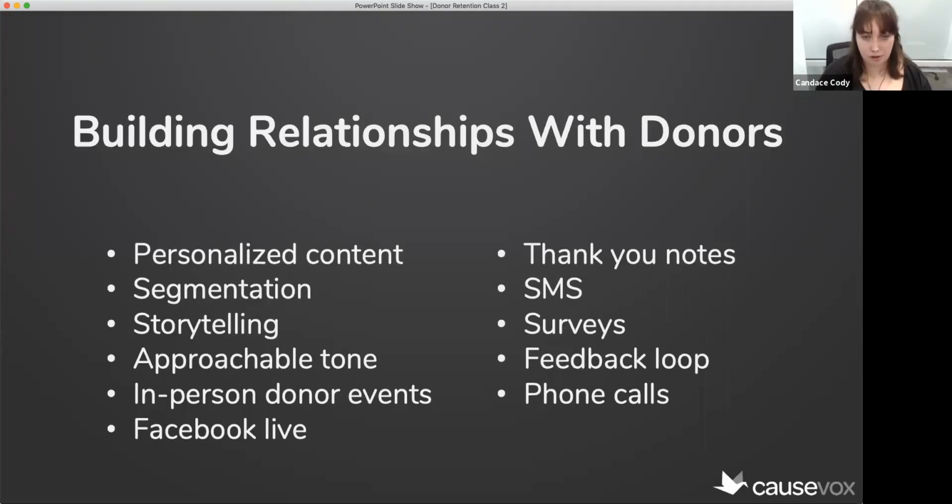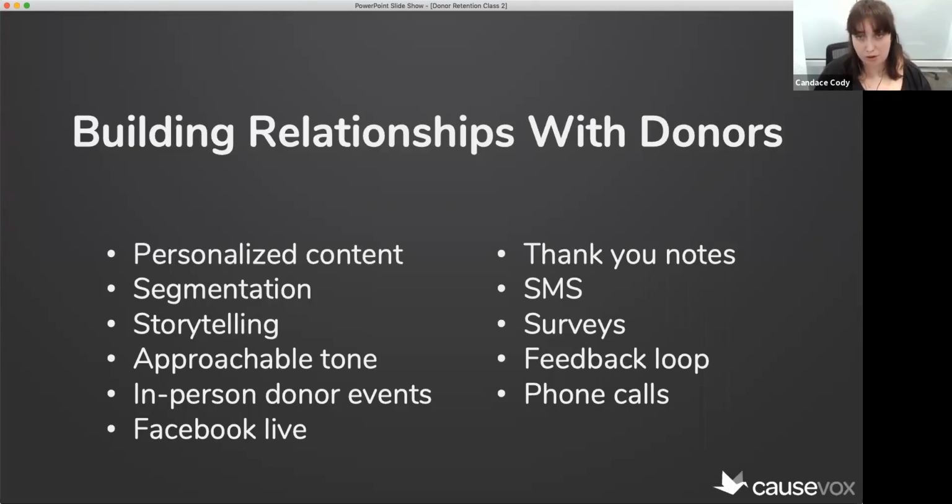In-person donor events are a great way to just have that face-to-face with donors, and also get them to connect with each other, so building community that way. Sometimes it's hard to do that though, so I would consider trying to take things to a Facebook Live or some sort of live interaction where your donors can actually interact with your staff, ask them questions face-to-face, and really just start developing a personal relationship with your donors.